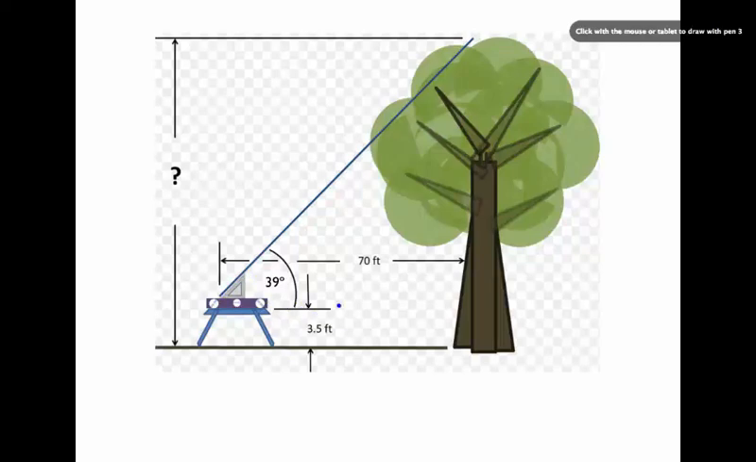An angle of elevation is an angle swept up from horizontal in any direction, okay? So this angle of elevation is 39 degrees. The distance of the device is 70 feet from the tree, and the device sits 3.5 feet above the ground. We want the height of the tree. So we want to find the height of the tree.